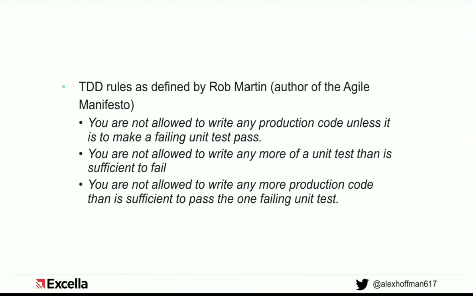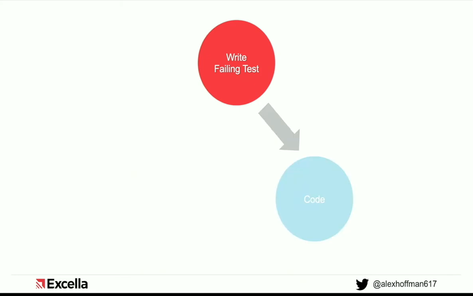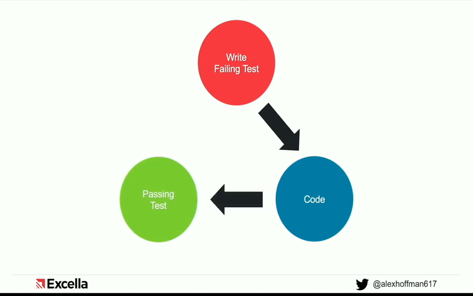And basically, what this gives us is something called a red-green refactor cycle. Here's how it works. We start off by writing a failing unit test. That's our red. Then we write the minimal amount of code that's needed to make that unit test pass. We run our tests, and we have our green passing tests. And then we rinse and repeat.